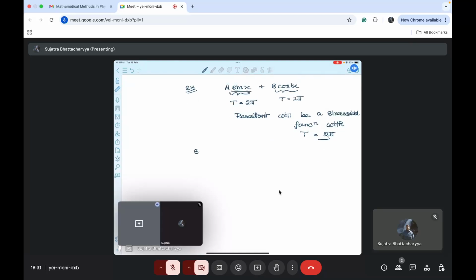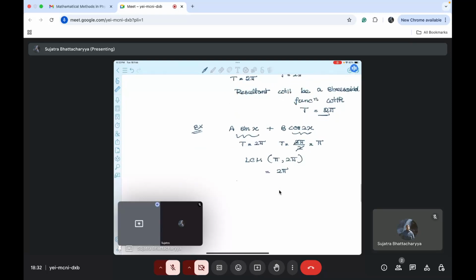Fine. Another example, A sin x plus B cos 2x. Now, what is the time period here? This is 2 pi, of course. What about here? 2 pi by 2, so this will be pi. Take the LCM of these two: LCM of pi and 2 pi. What will it be? It will be 2 pi.